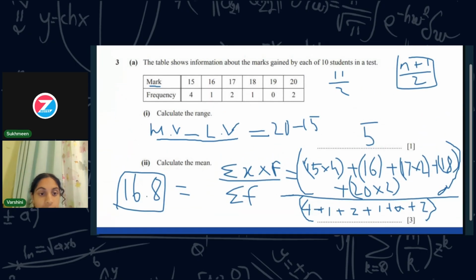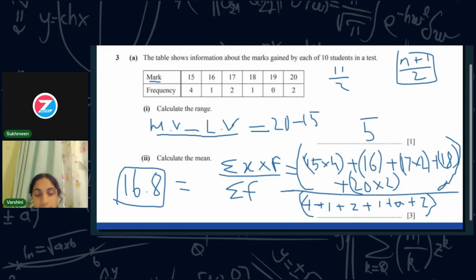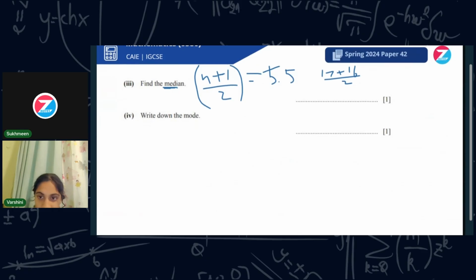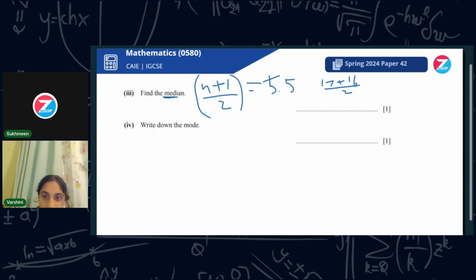Over here it's 1, 2, 3, 4, and then the 5th will be 16, and the 6th is going to be 17. So the 5.5th is going to be somewhere between 16 and 17. To find the 5.5th value, we do 17 plus 16 divided by 2. We know that the value in between 16 and 17 is going to be 16.5. So that's going to be 16.5.